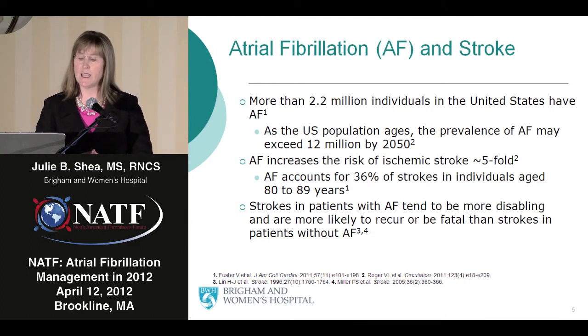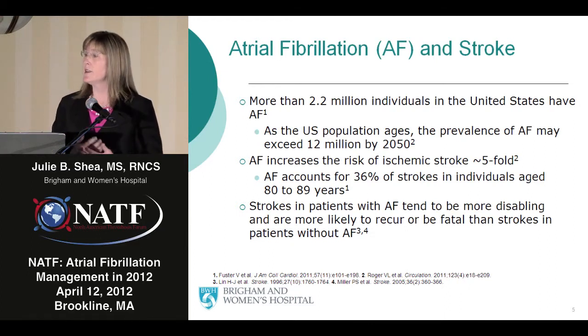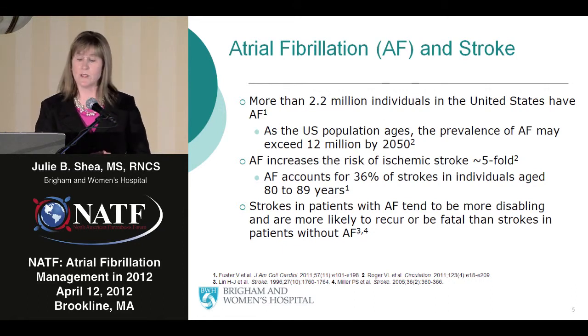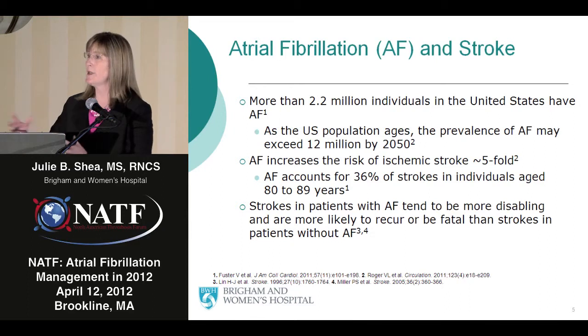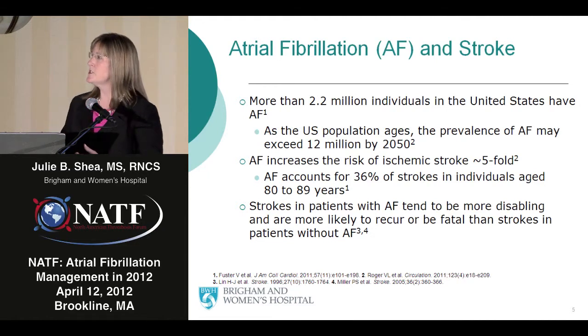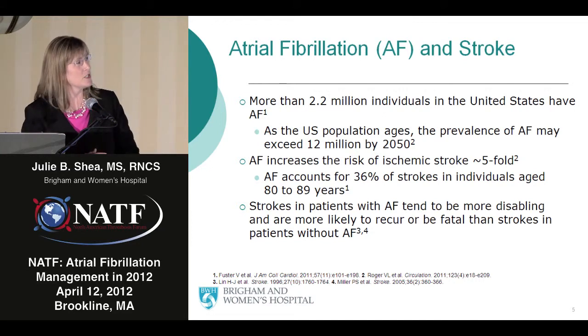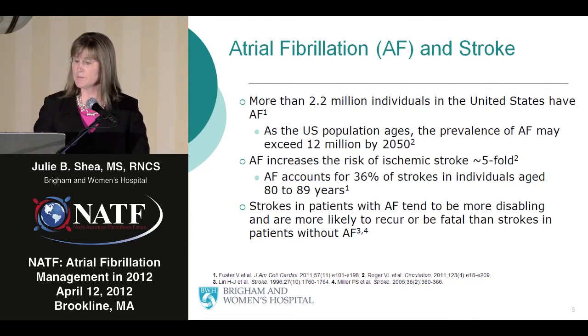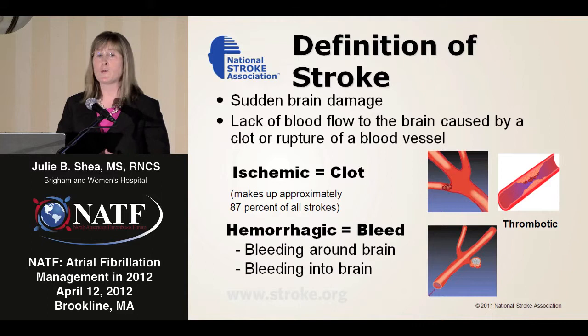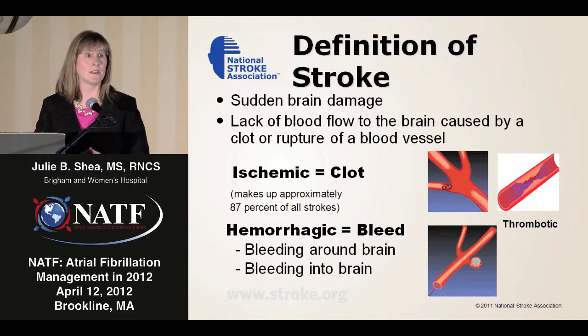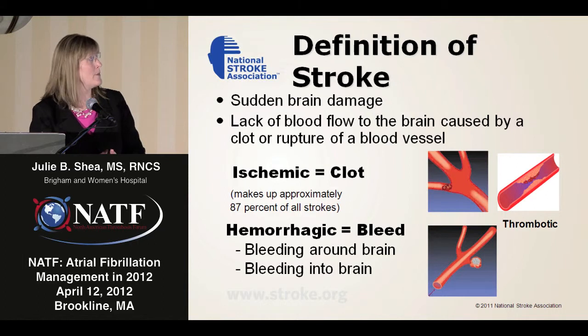And as AF increases, the risk of ischemic stroke increases about 5-fold. Atrial fibrillation accounts for about 36% of strokes in individuals age 80 to 89 years old. So again, these patients are living longer, but we're seeing consequences associated with that. And strokes associated with atrial fibrillation tend to be more disabling than strokes from other sources. So what is the definition of a stroke? For those clinicians in the room, we're all pretty familiar with the warning signs for patients who may be having a stroke.